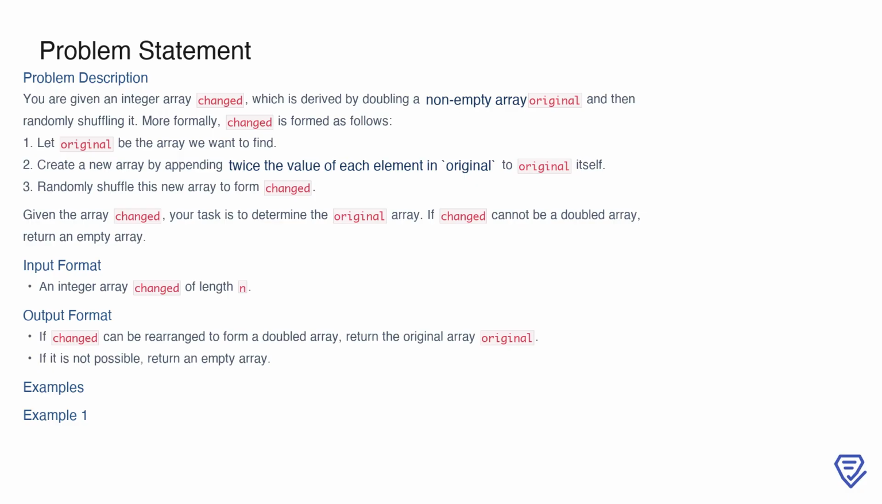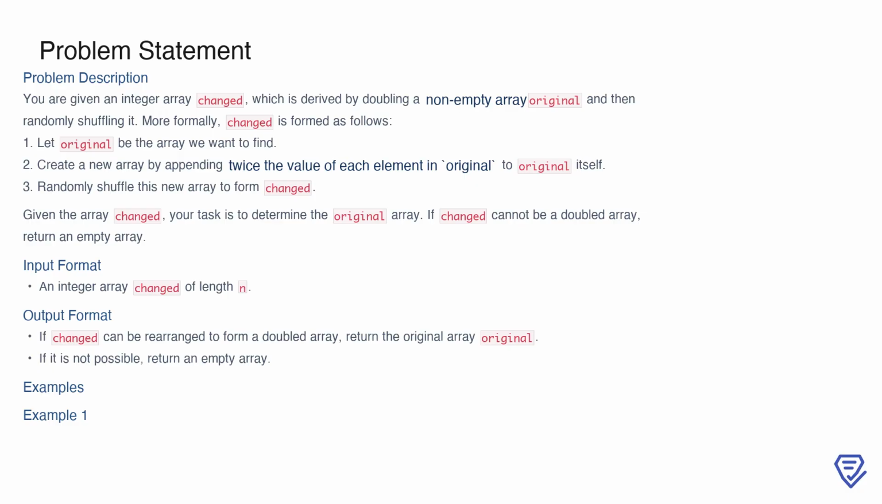This array is created by taking a non-empty array, which we'll call original, and appending twice the value of each of its elements to the array. Once this new array is formed, it's shuffled randomly to create changed. Your goal is to reverse this process to find the original array from the given changed array.